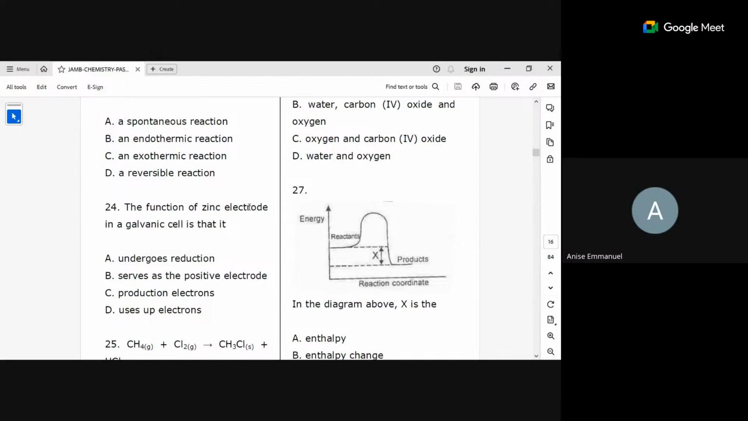The function of zinc electrode in a galvanic cell. What is an electrode, and where can we find it? We are talking about electrolysis here. Let's go back to electrolysis. We have the cathode and the anode, and the electrode can either be a plate or a rod. So let me not go much into details. Explain electrolysis. You will enjoy it in our app.